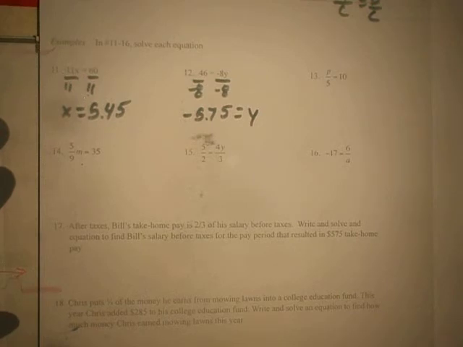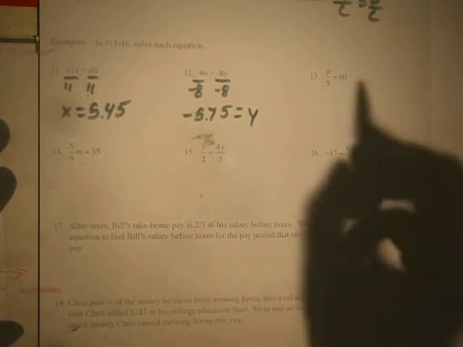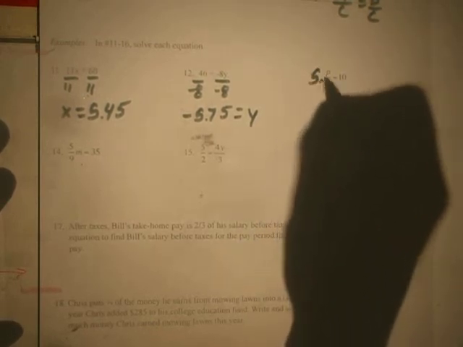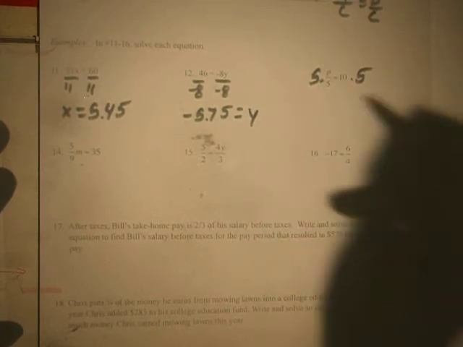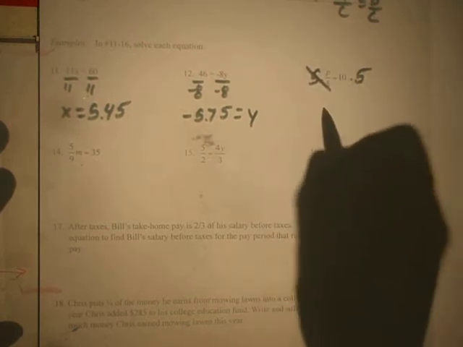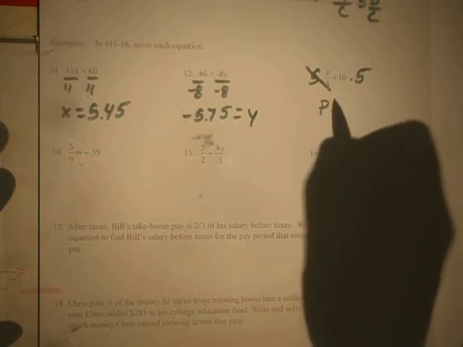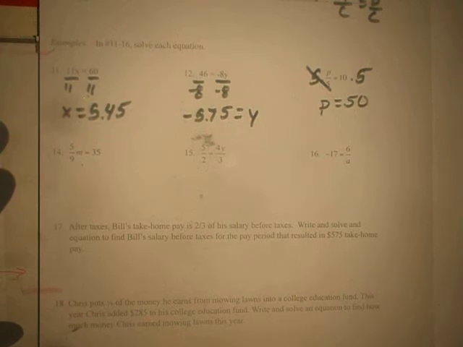13 is a little bit different. This is p divided by 5 equals 10. This is divided by 5, so to undo that, we are going to multiply both sides of the equation by 5. When we do that, those 5's cancel each other out, so multiply by 5 and divide by 5, and we are left with p equals 50.